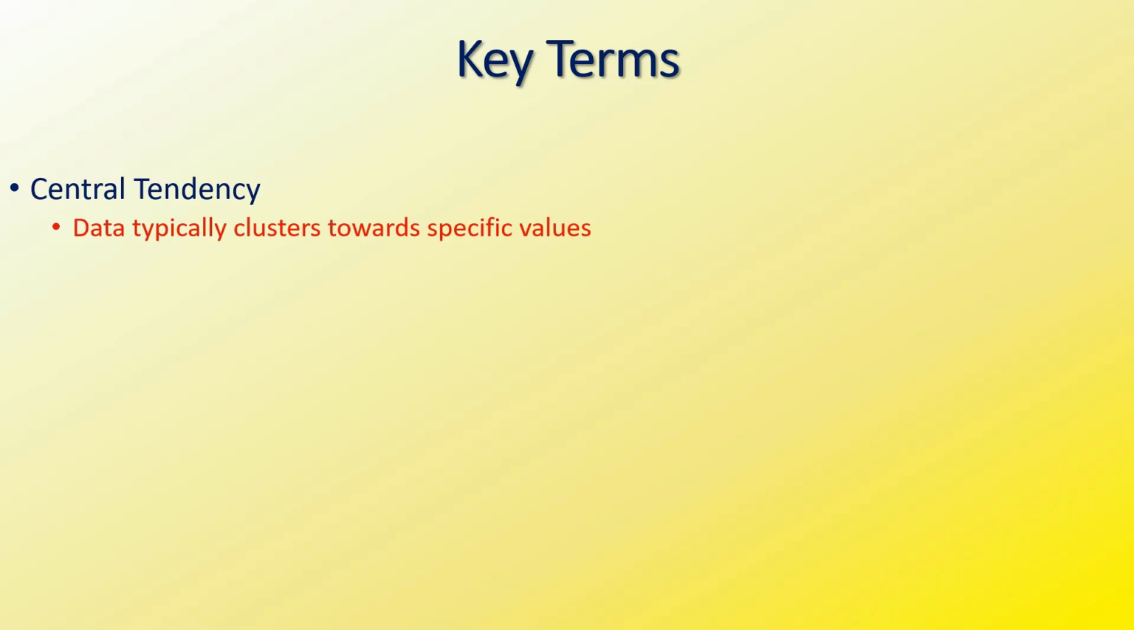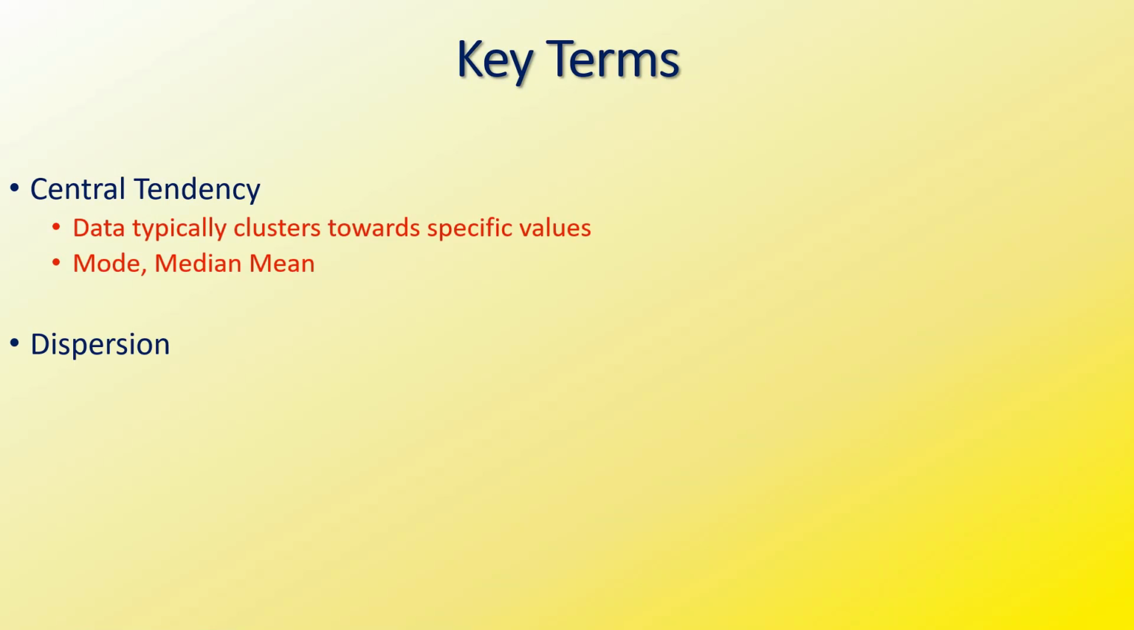The first terms we need to be sure we're clear on are exactly what central tendency itself means. When you get data, you tend to find that it clusters towards a few specific values. And so we have central tendency statistics to represent what those values are. These are the mode, the median, and the mean. You may well already be familiar with these. If not, there will be a brief recap shortly.